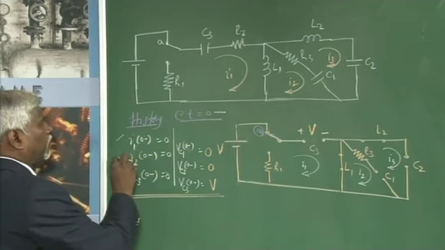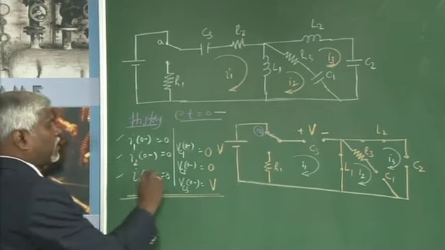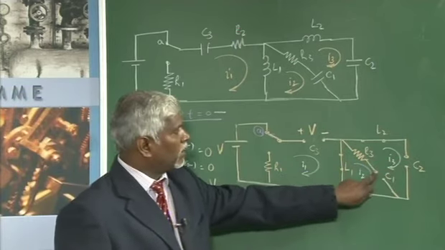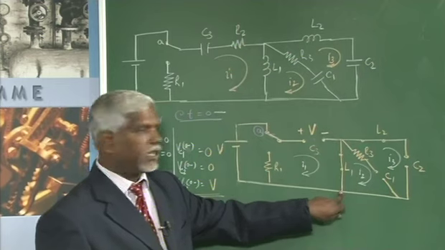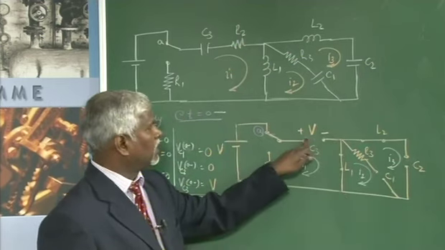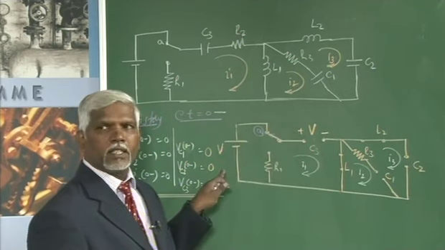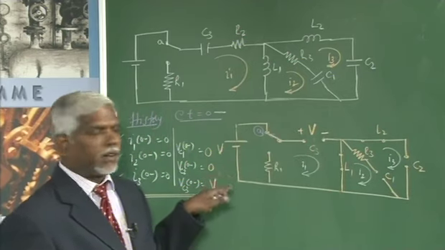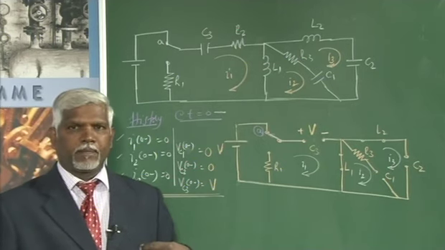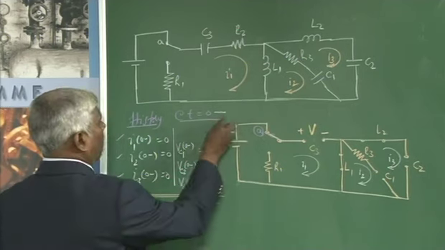The previous values of the currents I1, I2, I3 are all zeros, because all are open circuit. Voltage across C1 is nothing but the voltage across the short, which is 0. Voltage across C2 is nothing but the voltage here. Voltage across C3 is nothing but the supply voltage. This helps us in writing the network at t equal to 0 plus. So, this is the history.